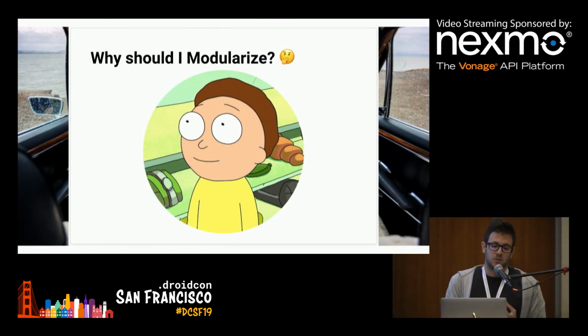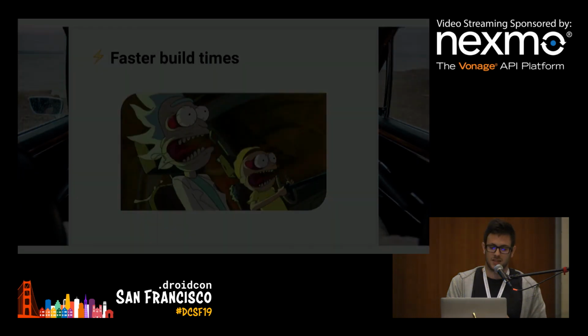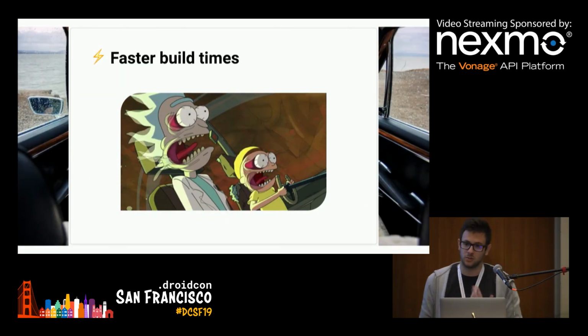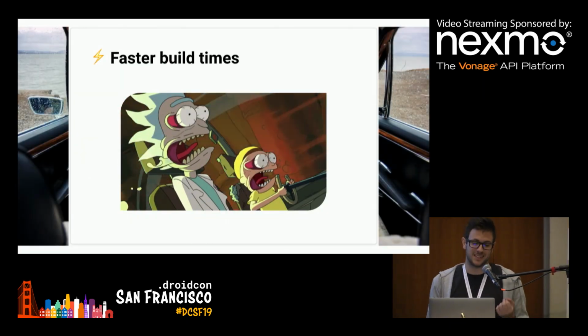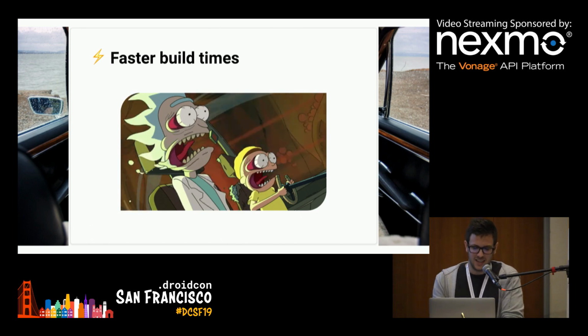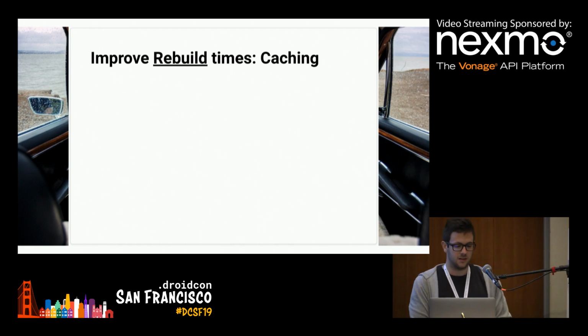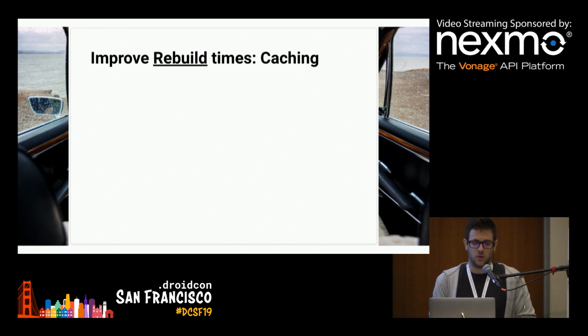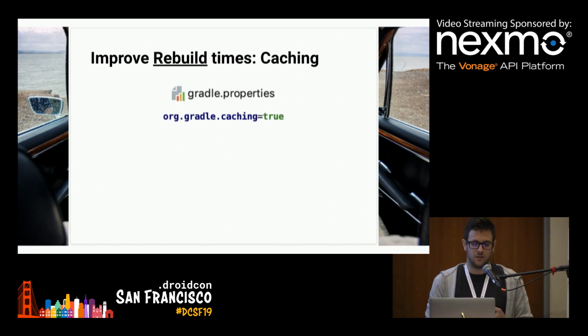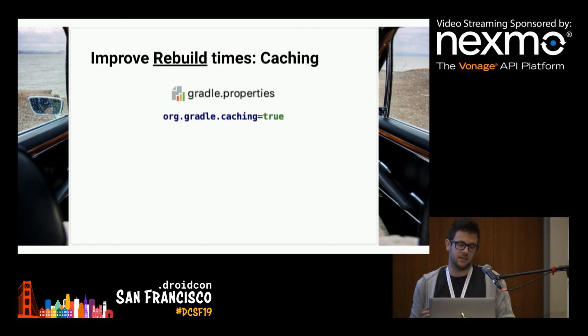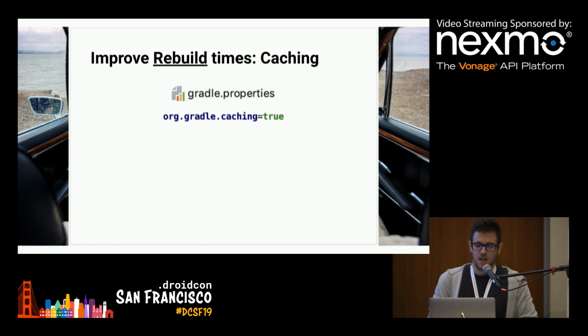So there are many reasons why we should modularize our projects. Let's start explaining one, for me the most important one, which impacts developer happiness a lot: improving rebuild times. If you're using Gradle as a build system, you will have to enable something in the Gradle properties. It's this flag over there on caching.